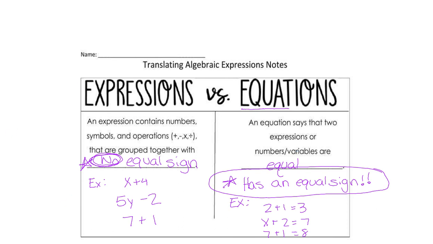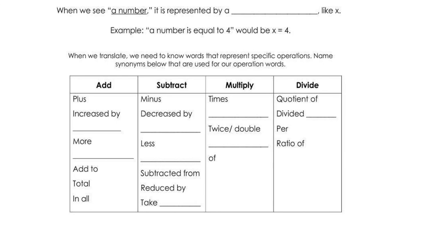So now we're going to look down at the bottom of our paper, and today we'll be writing problems into word form. When you see the words "a number," it is representing a variable, like x. That just means we don't know what that number is. So for example, a number is equal to 4 would be like saying x is a number and it equals 4.